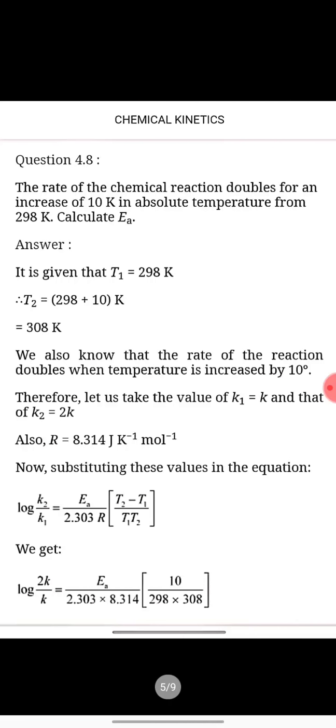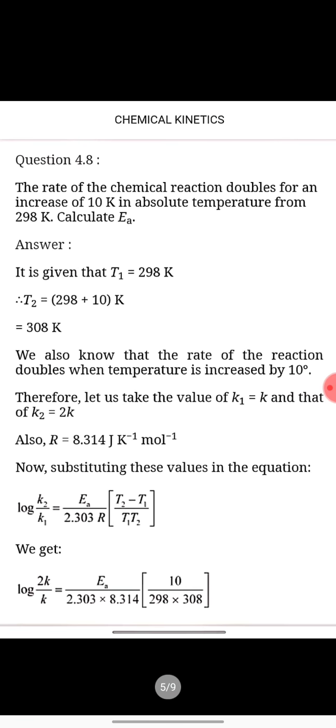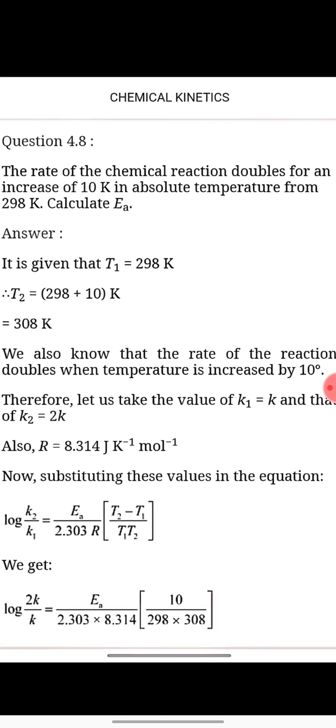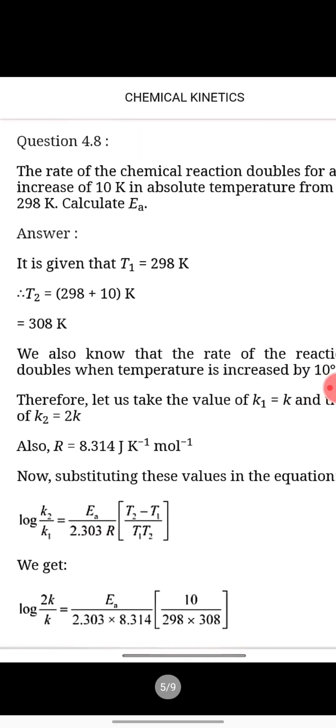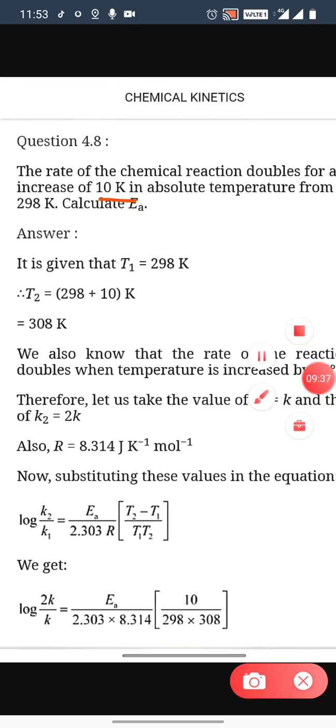The rate of the chemical reaction doubles for an increase of 10 Kelvin in absolute temperature from 298 Kelvin. Calculate activation energy. This is again based on the last concepts that we did. So it is given that temperature T1, as you can see here, is 298 Kelvin, and the increase in temperature is mentioned in the question, which is 10 Kelvin. So T2 will be 298 plus 10, that is 308 Kelvin.